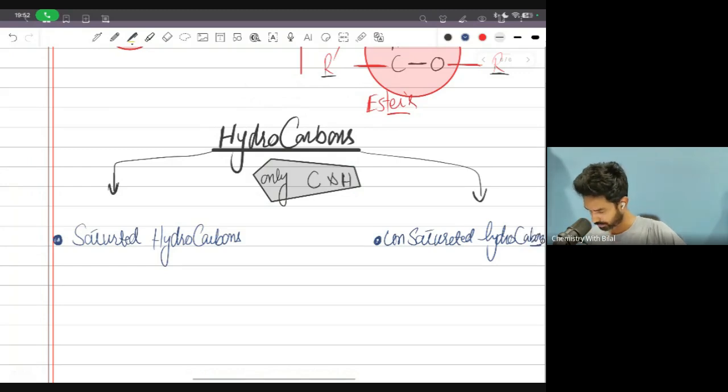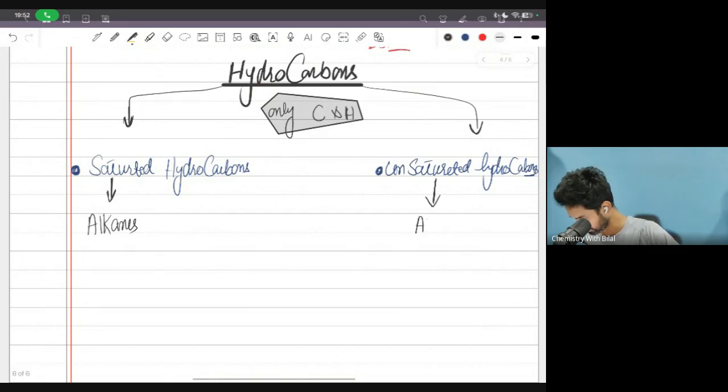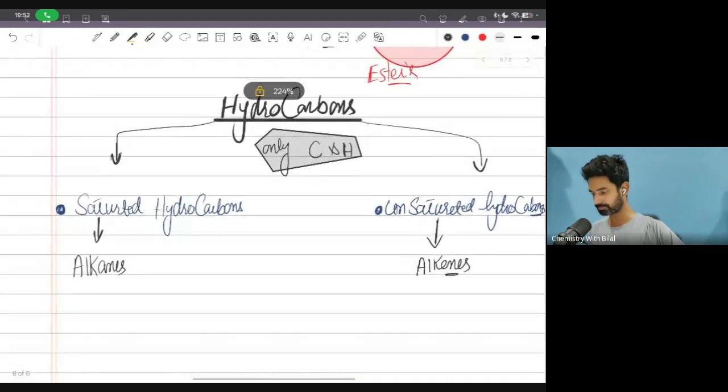Saturated and unsaturated hydrocarbons. Saturated hydrocarbons are basically alkanes. Alkanes are saturated and alkenes are unsaturated hydrocarbons. Hydrocarbons are compounds entirely based on carbon and hydrogen atoms, everyone. We have two types of hydrocarbon, saturated and unsaturated. Saturated hydrocarbons are alkanes and unsaturated are alkenes.